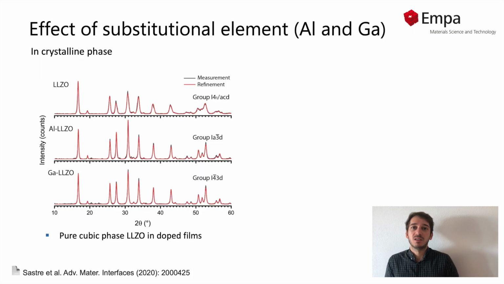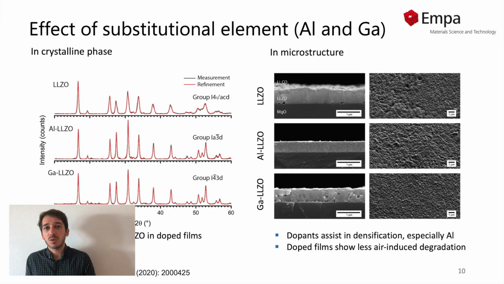Let's have a look now at the effect of the dopant on the film properties. First, let's have a look at the crystallinity of the films. We investigated it by grazing incidence XRD. If we have a look, we see that the incorporation of aluminum and gallium both leads to an almost pure cubic phase, as compared to the tetragonal phase of the non-doped LLZO. If we then have a look at the microstructure, we see that the dopants also have an effect on the density of the films, especially the aluminum doped film.